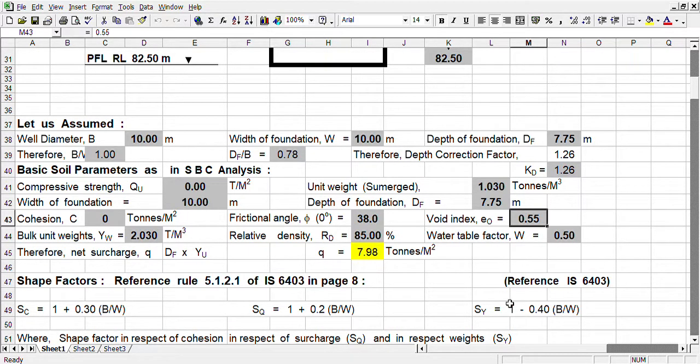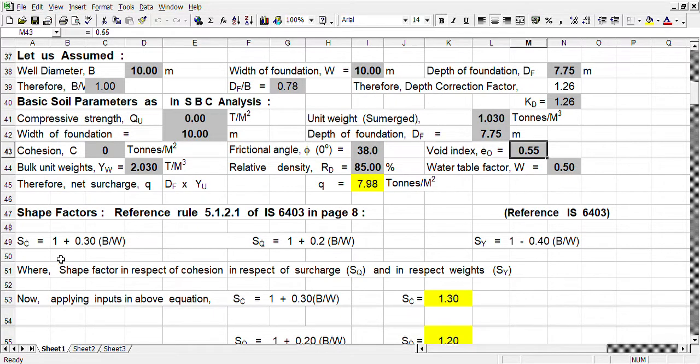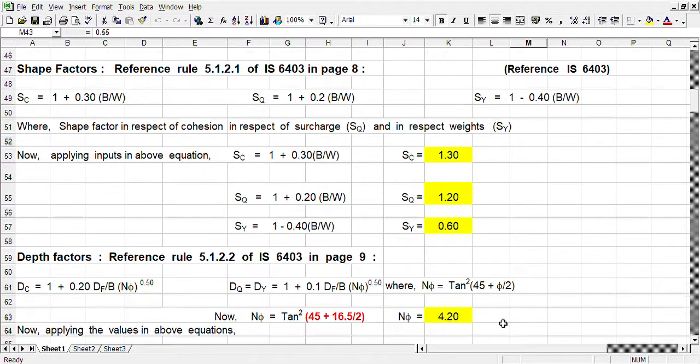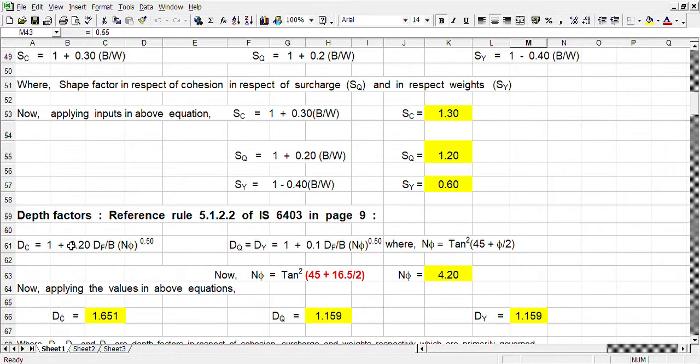Shape factor, depth factor, these are detailed in IS 6403. We are only accommodating B by W so that we can make it 1. Shape factor is coming 1.3, 1.2 and 0.6. Now depth factor is the same equation as required for shallow foundation. So depth factor is coming 1.651, 1.159, and 1.159.